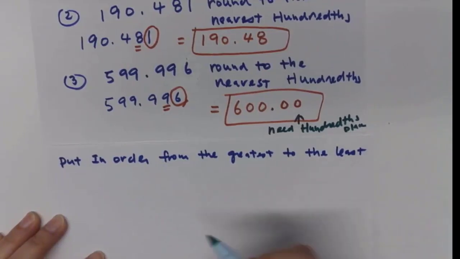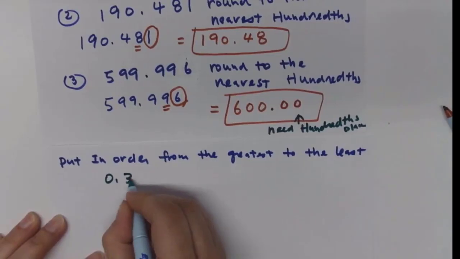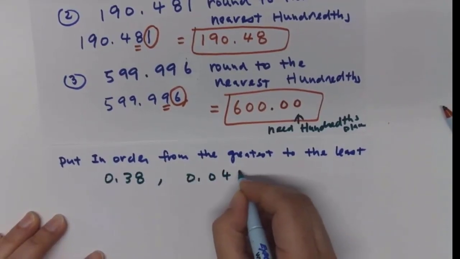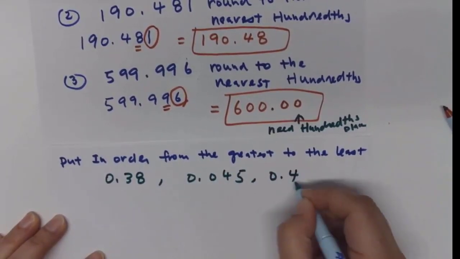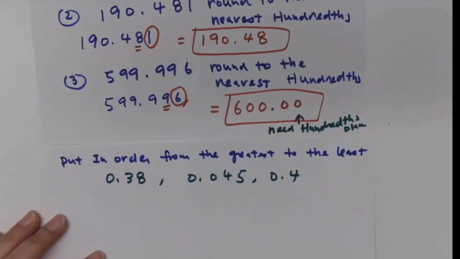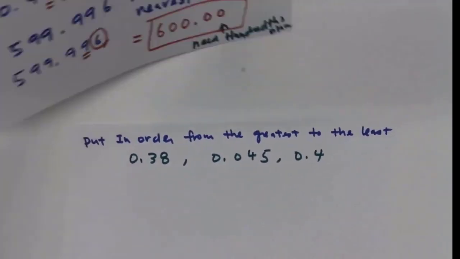The numbers they're giving are 0.38, 0.045, and 0.4. Just looking at these three numbers, which one is the greatest one? 0.4, then 0.38, and then the last one would be 0.045. So this seems to be confusing for some students.